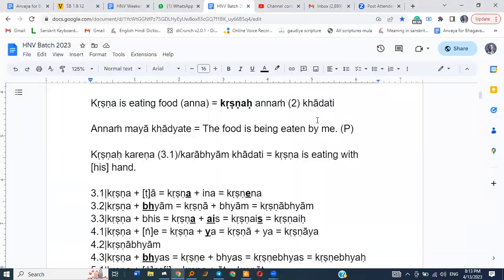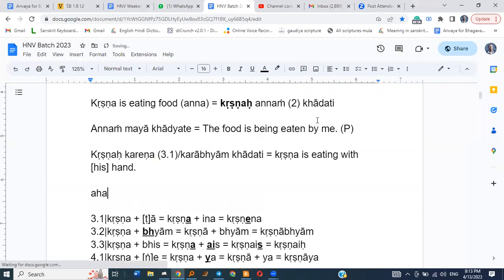For example, let's say Krishna Brahmanaya Danam Dadati. So Krishna gives donation unto the Brahmana. So unto the Brahmana. Brahmana is the beneficiary. He's receiving. He becomes the recipient. So he takes the fourth case.